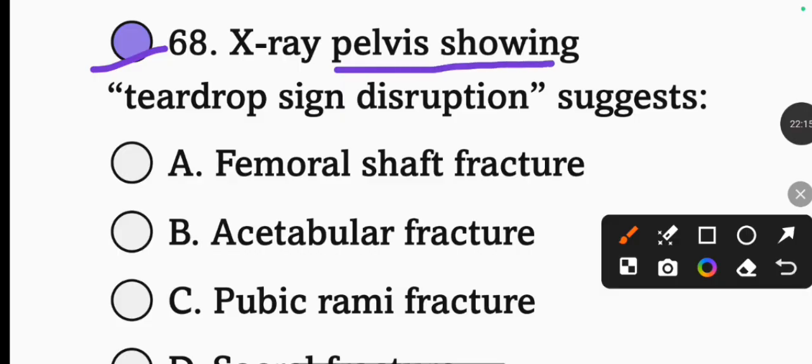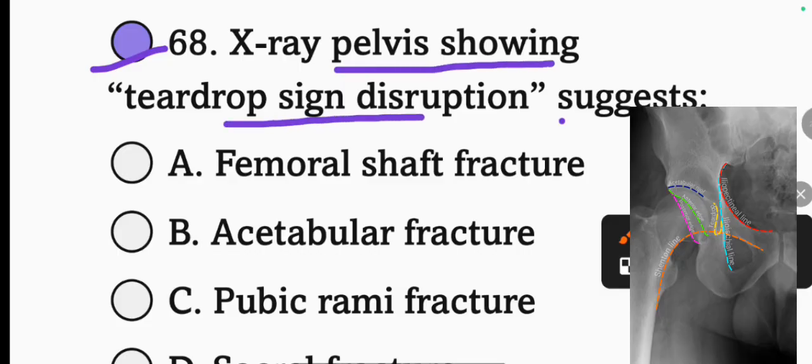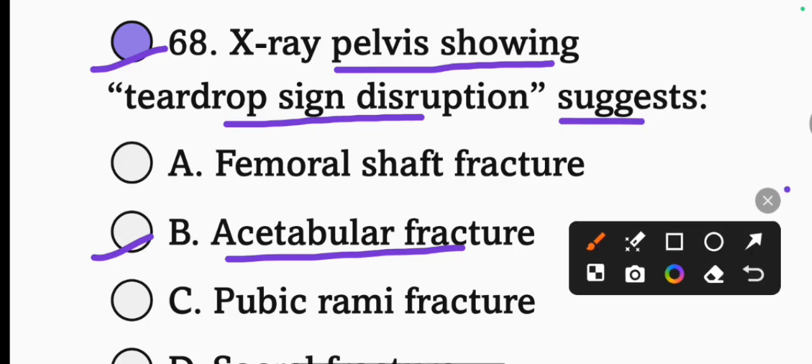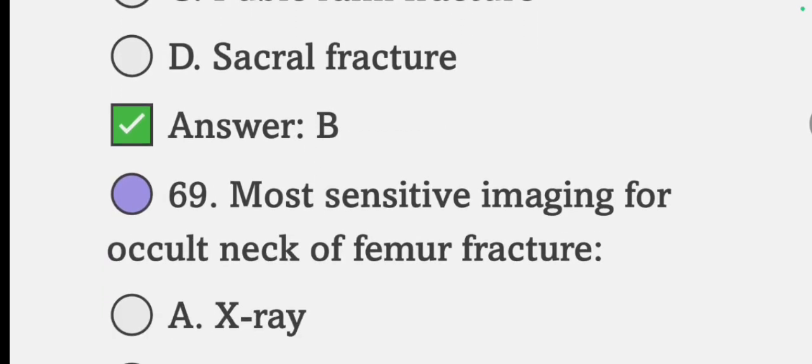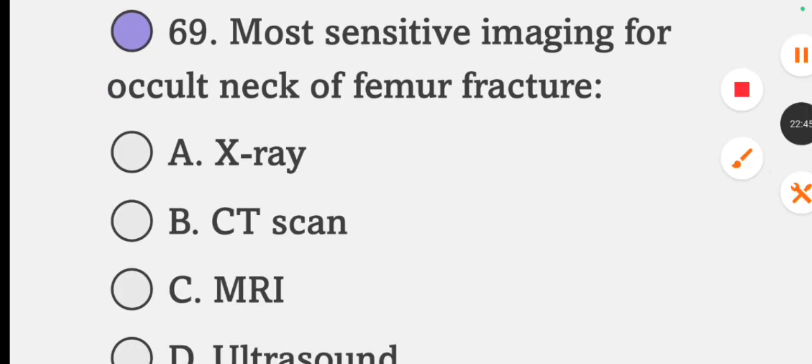Now come to question 68. X-ray pelvis showing teardrop sign disruption suggests. So if the X-ray shows the pelvic region and you see the teardrop sign, the teardrop is actually part of the medial wall of the acetabulum. So if the teardrop is broken, it is seen as an acetabular fracture, especially of the medial wall. Okay, so B option given is the correct option: acetabular fracture. Very common question for Viva and MCQs.